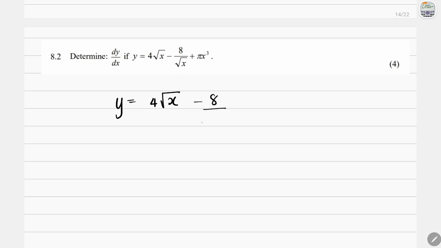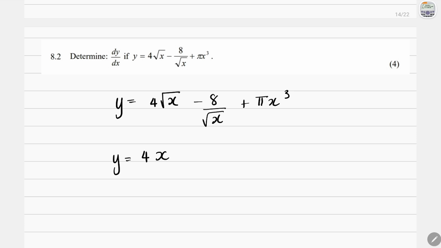So minus 8 over the square root of x. And then plus pi x cubed. And this is fine. Pi is a number, so that's fine. Okay, so we can just say y is equal to, and we have 4.